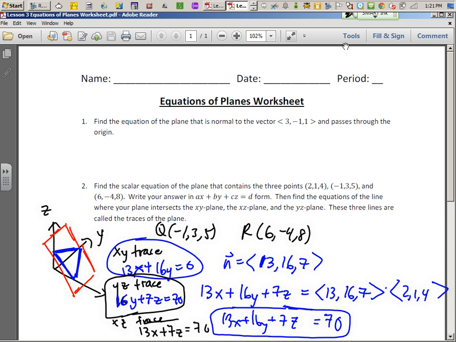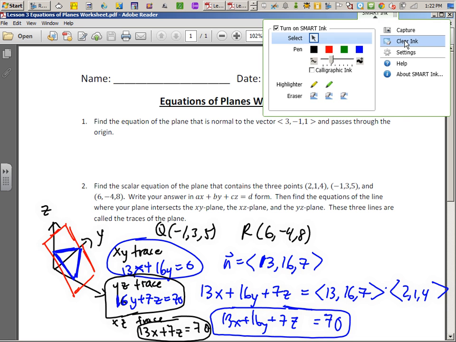And these are equations of lines, and they are the trace lines. They're kind of like the lines of contact with the 3 initial planes we started with. Okay, let's go to number 3.